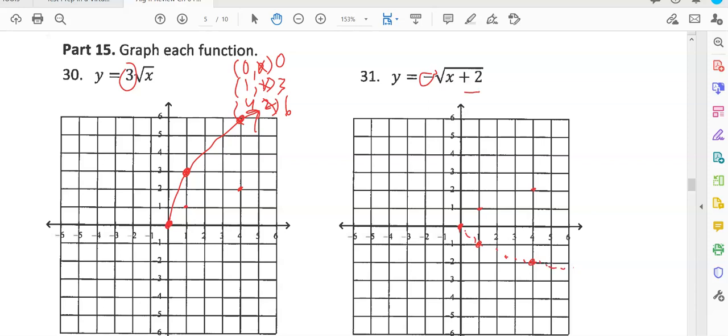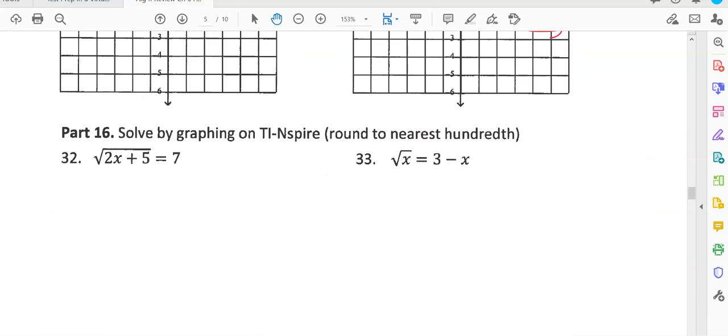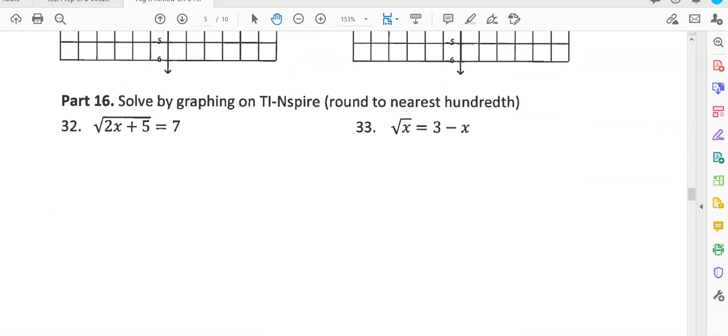And this one's moving it to the left 2 units. So every point moves left 2. That point is now there. That point is there. And that point is there. And my graph looks like this. So by graphing in your TI Inspire.